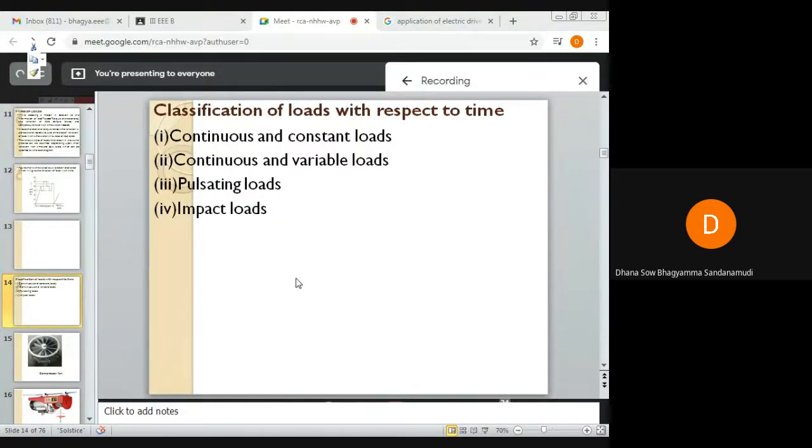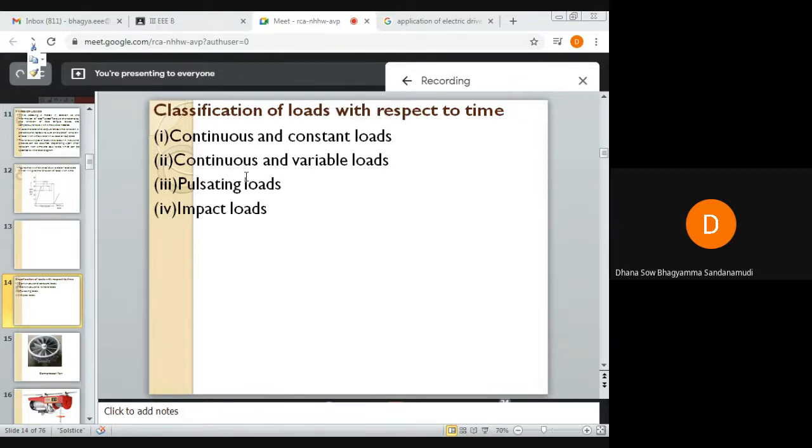So let us see the classification of loads with respect to time. The loads can be classified with respect to time as continuous and constant loads, continuous and variable loads, pulsating loads, and impact loads. So let us discuss these loads, that is, continuous and constant load.